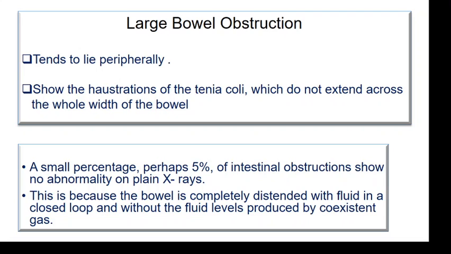Large bowel obstruction usually lies peripherally and shows haustration of the taenia coli, and these haustrations don't extend across the whole width of the bowel lumen. In a small percentage of cases, about 5%, the intestinal obstruction shows no abnormality on a plain abdominal film, because the bowel is completely distended with fluid in a closed loop obstruction, or without fluid levels produced by coexisting gas.